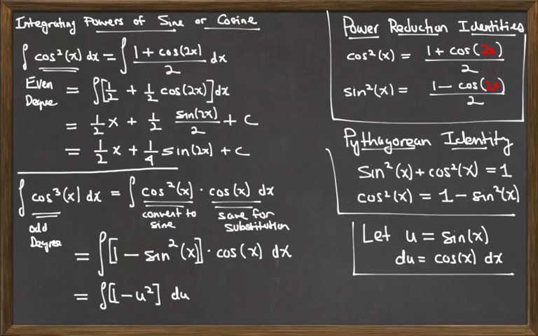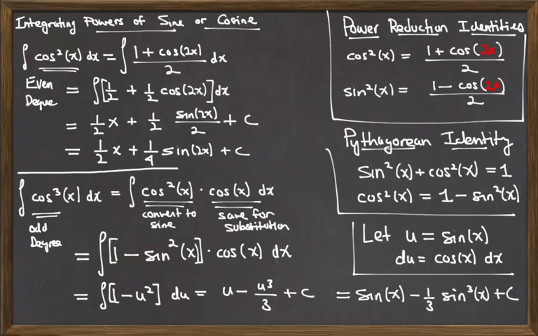We can now integrate it term by term. The integral of 1 is u. The integral of u squared is u cubed over 3. And then finally we just back substitute and we replace u with sine of x. And there is our antiderivative.